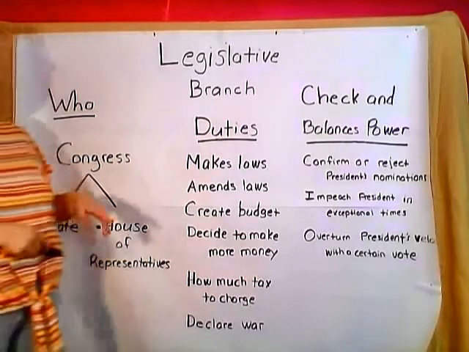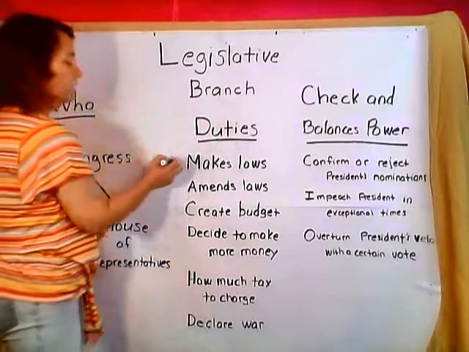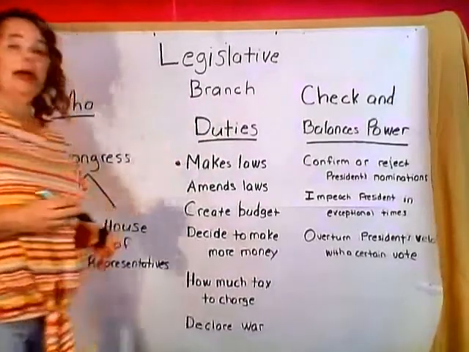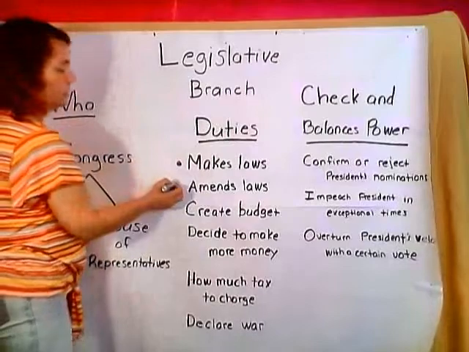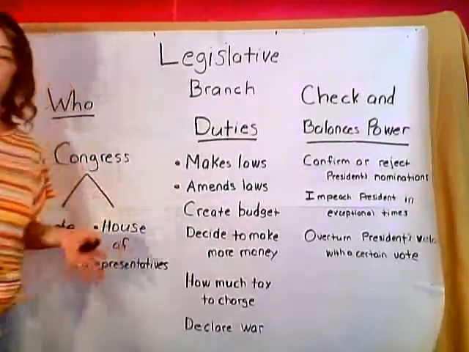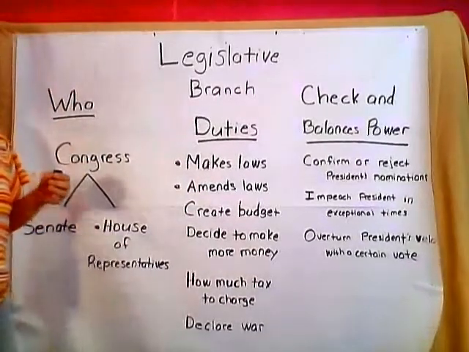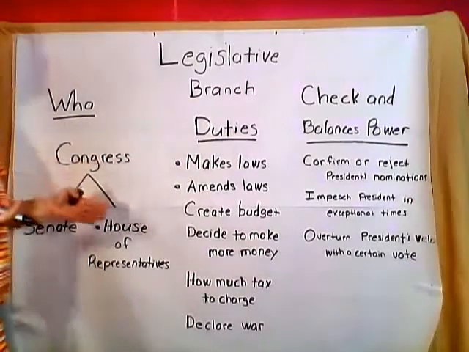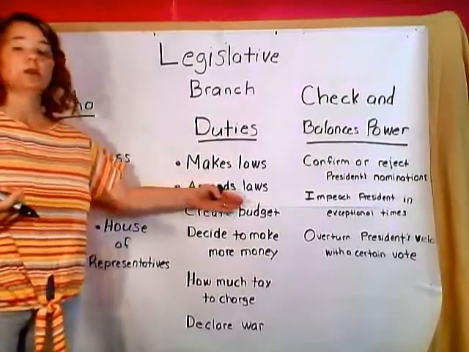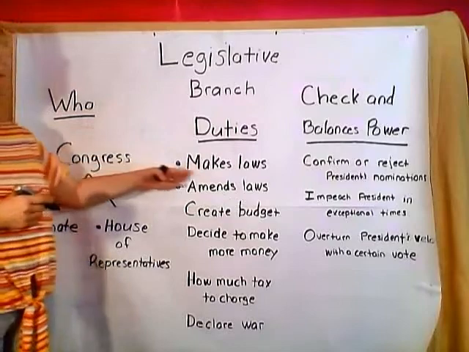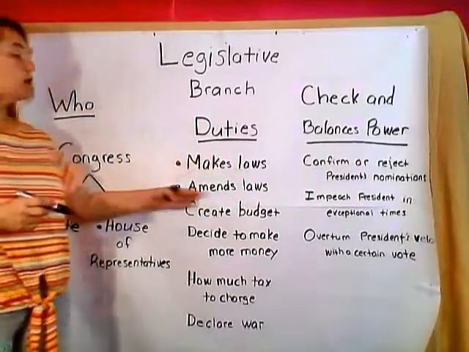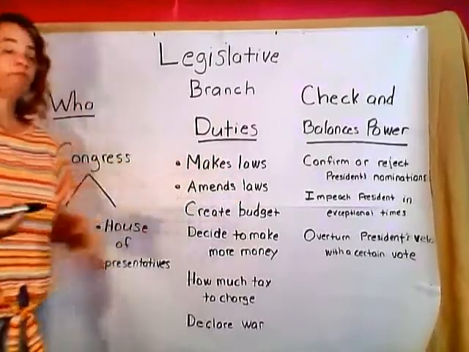Well, the first one for them to do is to make the laws. And then they amend the laws, kind of like the amendments. When we talked about the Bill of Rights, there were amendments in there where the amendments are amends to the laws. So the legislative branch makes the laws, and they can also amend the laws that are already there.